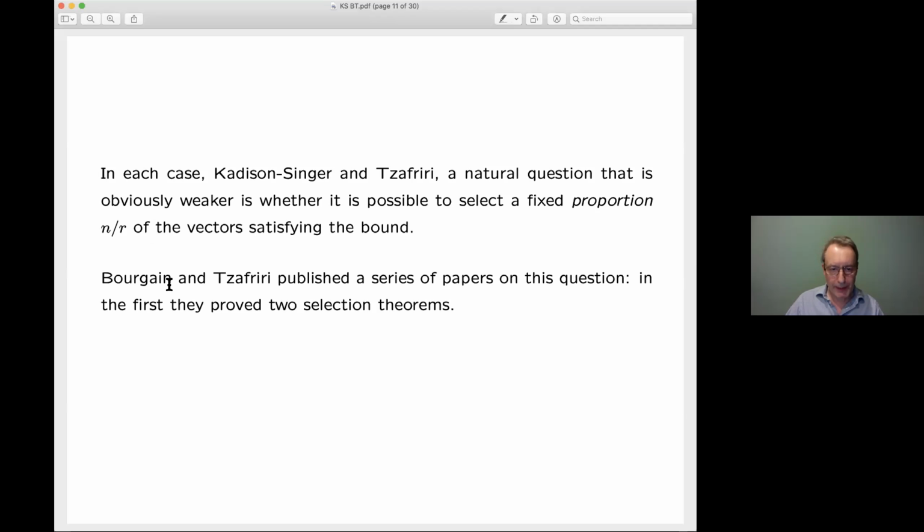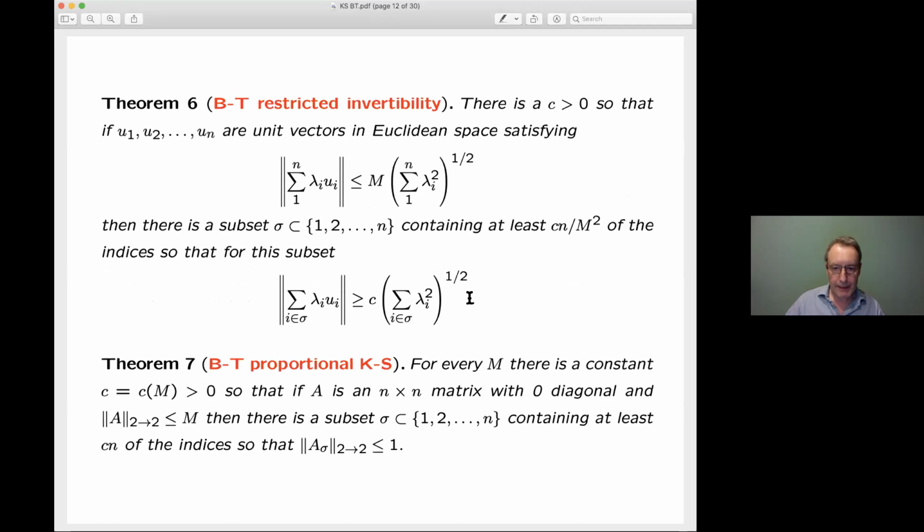And it was on this question that Bourgain and Tzafriri published a series of papers. In the first one, they proved 2 selection theorems. And these are the 2 theorems. Well, they proved a number, but they proved these 2, among other things. And the first says the following. So this is in the direction of Tzafriri's problem.